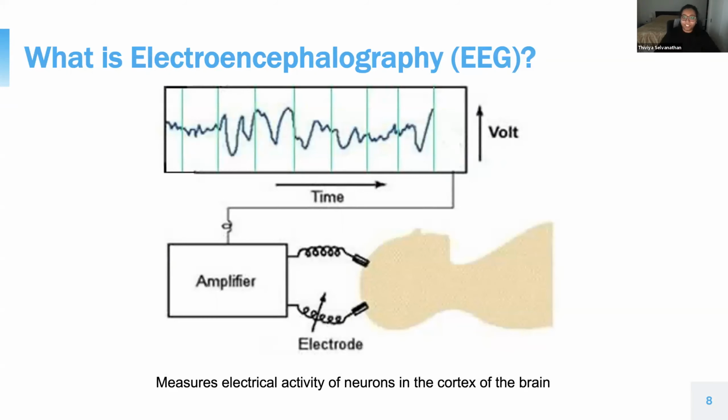So I believe Dr. Han had given a talk earlier today about EEG and EEG monitoring in the ICU, so I won't go into this in too much detail. But essentially, EEG is a tool that we use to measure the electrical activity of neurons in the cortex of the brain.